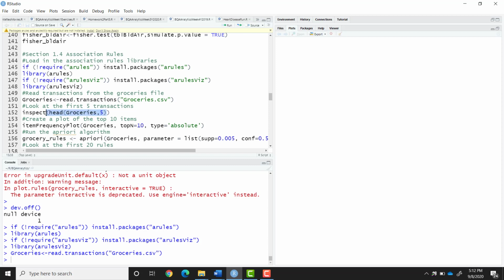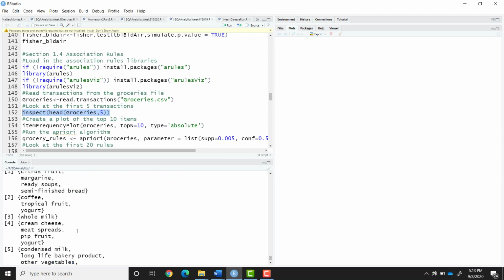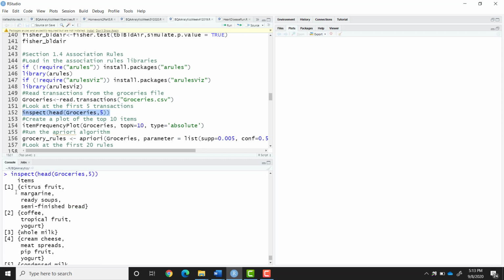So I'm going to inspect, and I'm going to do head. Head basically is the first 5 lines. So it works exactly the same as with a data frame, and inspect allows me to view them. So here I've got basically what I showed you in the text file, but in a slightly different format. Shopping basket 1 contains these items. Shopping basket 2 contains these items.